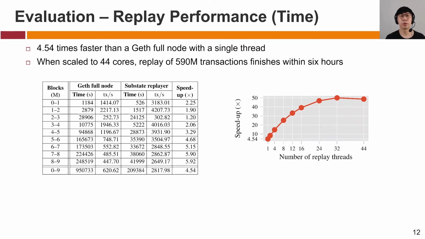The left table shows that our replayer is 4.54 times faster than the Geth full node with a single thread. The right figure shows the scalability of the replayer on our multi-core evaluation platform. When scaled to 44 cores, replay of 590 million transactions finishes within 6 hours.